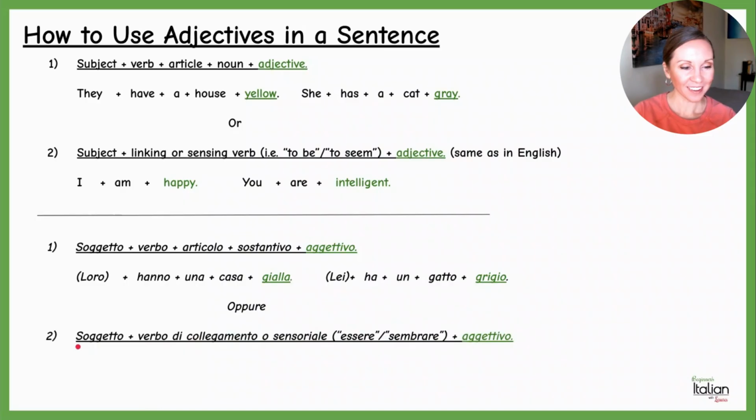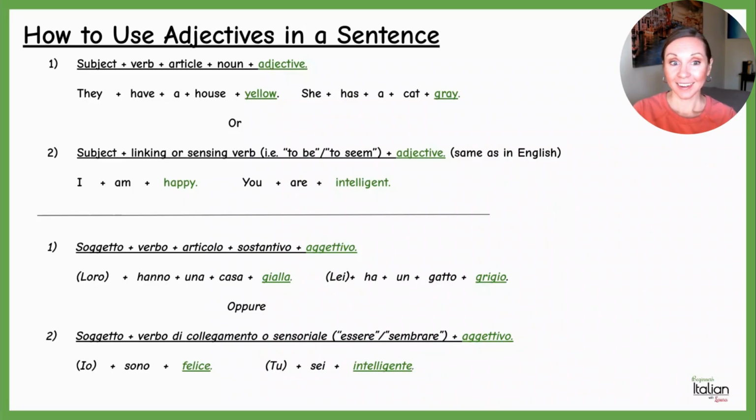Or number two, we have our subject, our soggetto, our verbo di collegamento or sensoriale, sensing verbs. So essere or sembrare, for example, and then our adjective, our aggettivo. So io sono felice. I am happy. Or to say intelligente, you are intelligent. Okay, so that, once again, is the same order as in English.